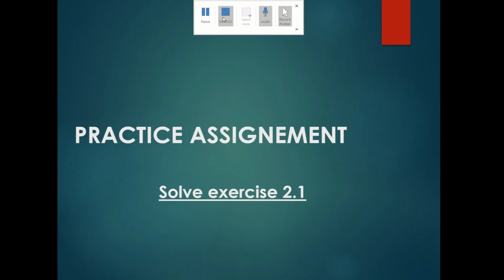Students, on the basis of operations of fractions we have studied so far, try to solve exercise 2.1 and come up with your doubts on Wednesday from 4 to 5 p.m. But before solving exercise 2.1, kindly write types of fractions in your fair notebook.